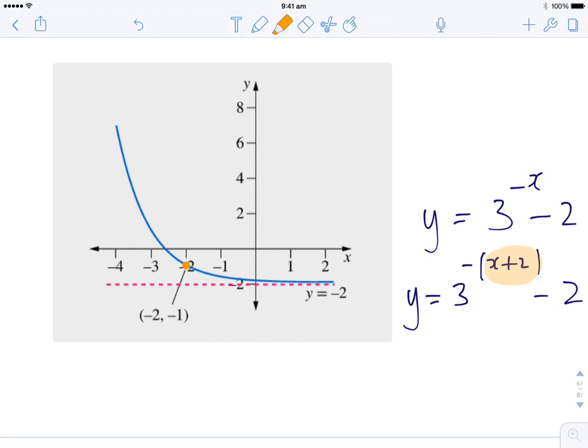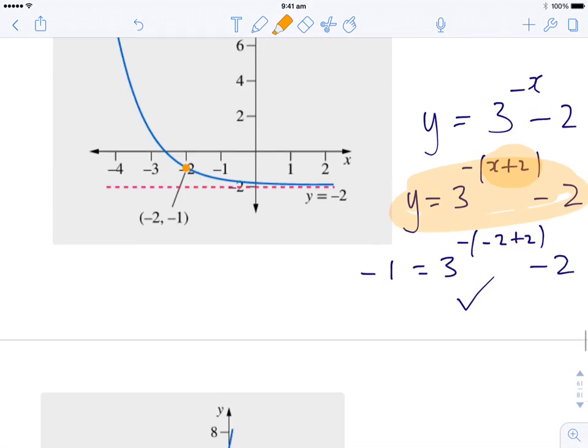By writing it like this, I can clearly see that the x value of -2 makes that thing 0, so we've gone 2 to the left. Again, let me just check that's right. Let's substitute in the point -2, -1, using -2 for x, and see if that works. So -2 plus 2 is 0, 3 to the 0 is 1, 1 minus 2 is -1, so that actually works. So that could be a possibility for the equation of this graph here.